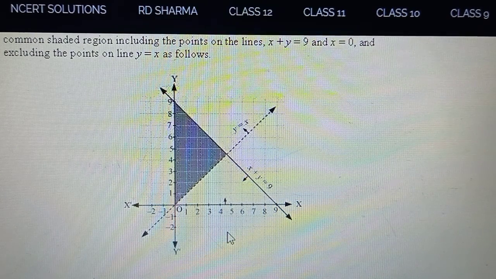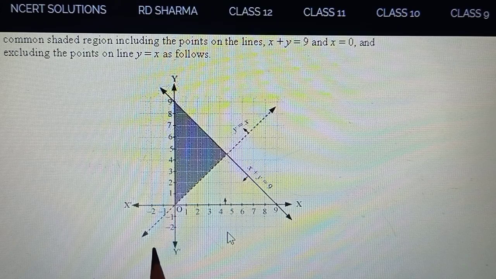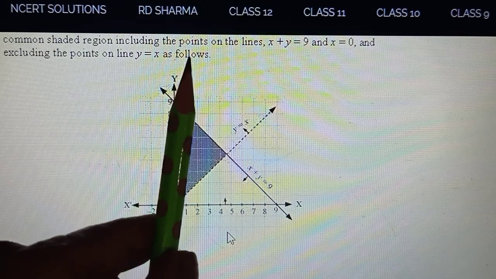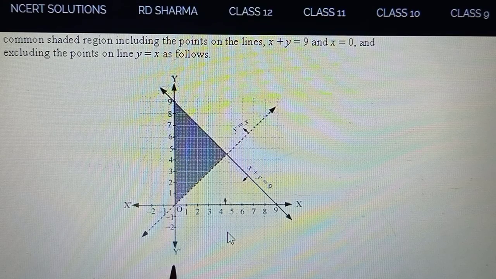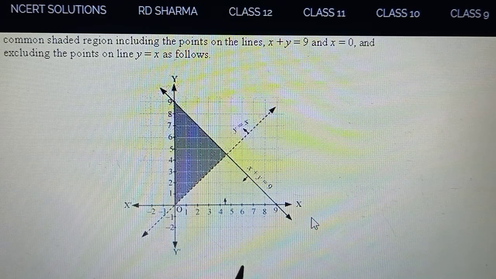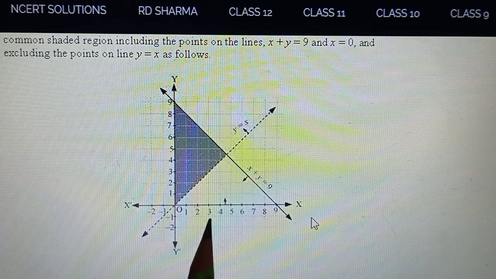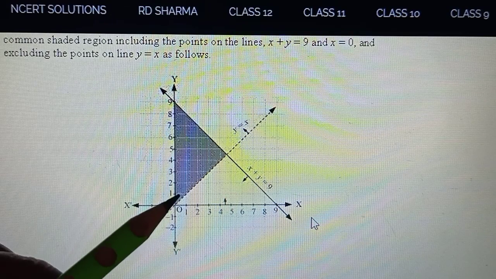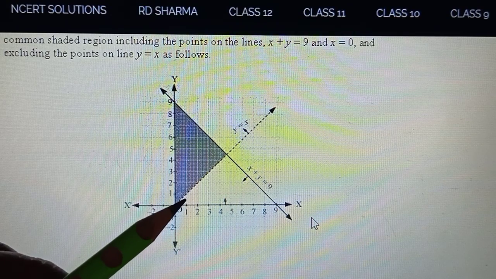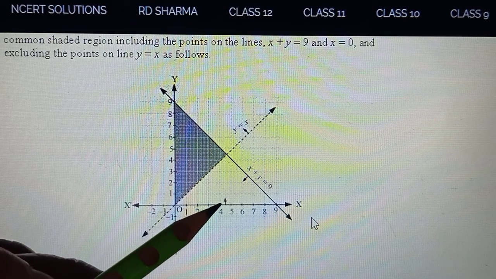Why? There was one more inequality: x is greater than 0. So x is greater than 0, x is equal to 0 is this line, the y-axis. Greater than 0 is this region. So there were 3 inequalities. See, they have only shaded with an arrow here. It was x is greater than 0 and they have shown y is greater than 0.